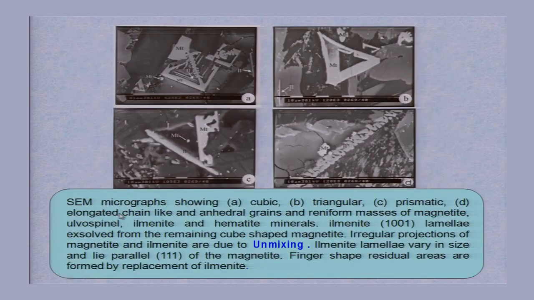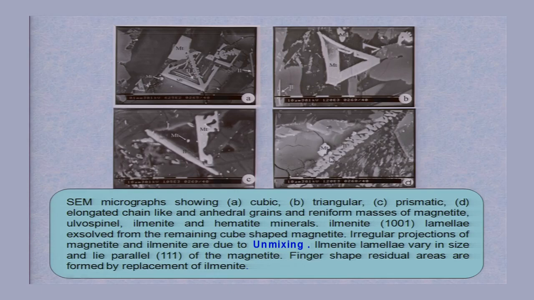This scanning electron microphotograph showing A means this photograph shows a cube shape magnetite crystal, a triangular shape magnetite crystal, again in B photograph, triangular magnetite crystal. C is prismatic magnetite crystals, and D, elongated chain-like anhedral grains, like a bead-like structure, in the form of elongated chain-like anhedral grains.